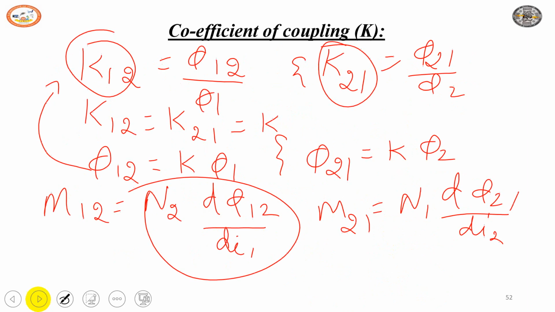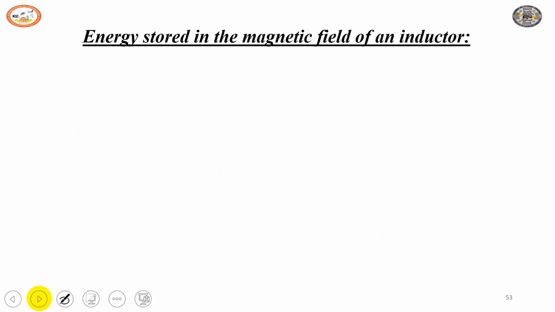Now the last topic of this module is energy stored in the magnetic field. So what is the energy stored in the magnetic field? We know resistance opposes the flow of current, but inductance stores energy in the form of a magnetic field. So the energy stored can be derived.